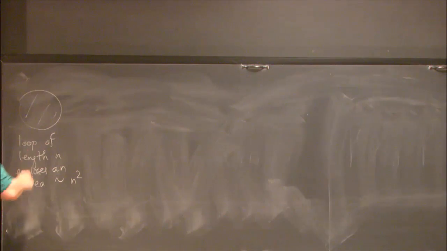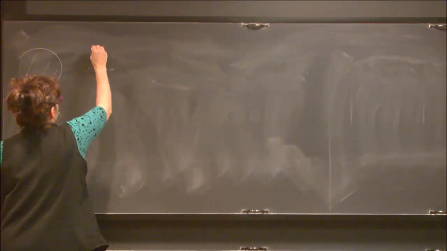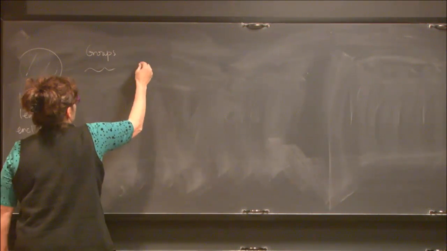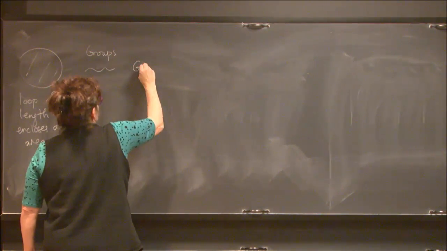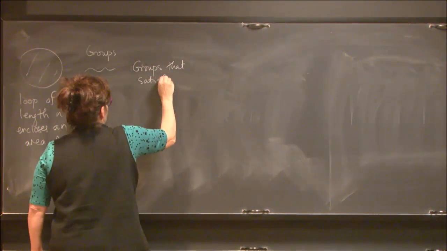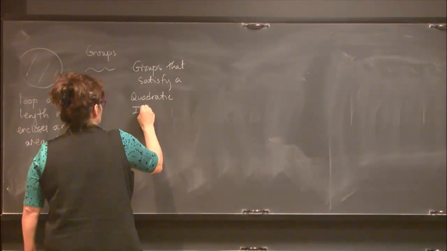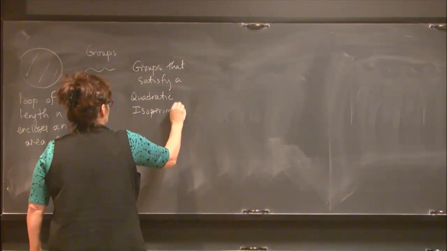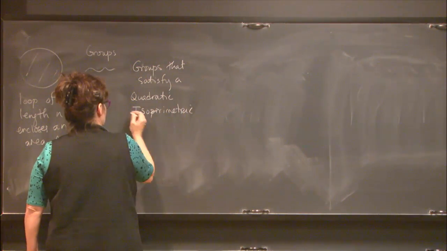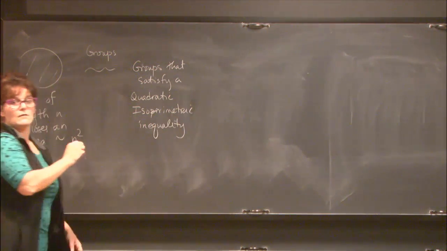That might be another thing you want to use as your way of capturing some class of groups. And if I want to pass now to the world of groups, those are groups that satisfy a quadratic isoperimetric inequality.